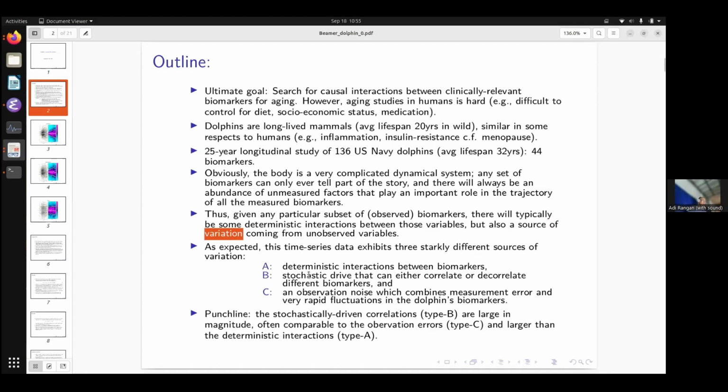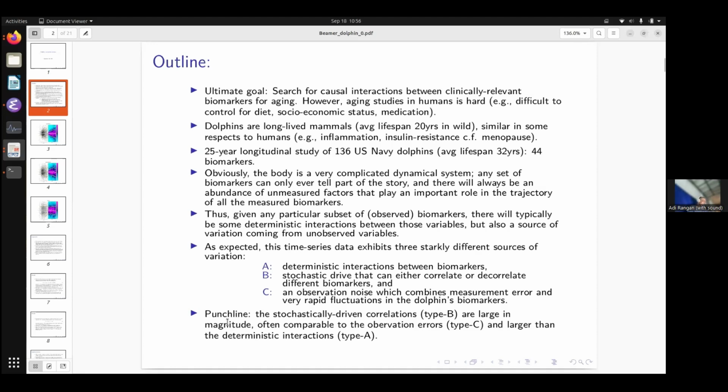So just to summarize, what we expect is that we expect our time series analysis to involve, at best, this would be like the best case scenario, some kind of deterministic interactions that we can infer. That would be the causality that we're trying to find. But we should also expect to have to work around, or maybe also infer, some sort of stochastic drive, something that looks like noise coming from all the unobserved variables that we're not measuring. And there's an extra source of variation, which is measurement noise or observation noise, which I'll talk about in a second. And what's the punchline?